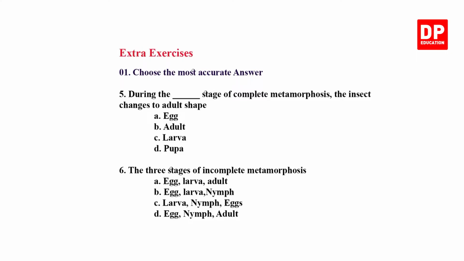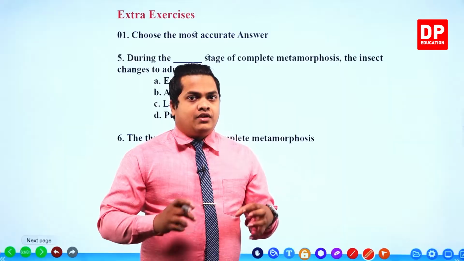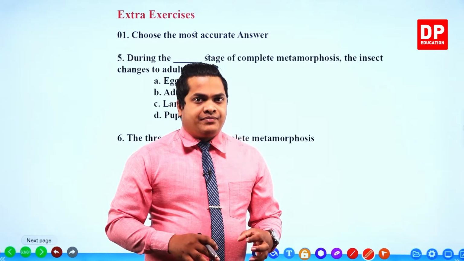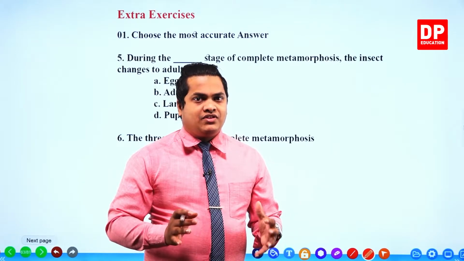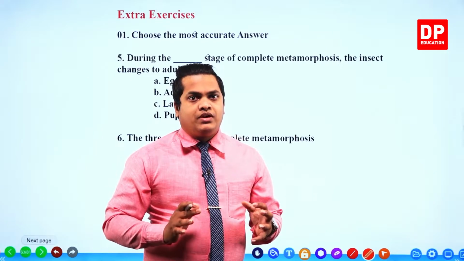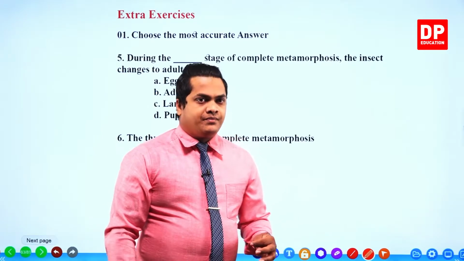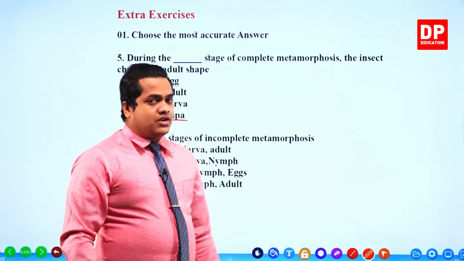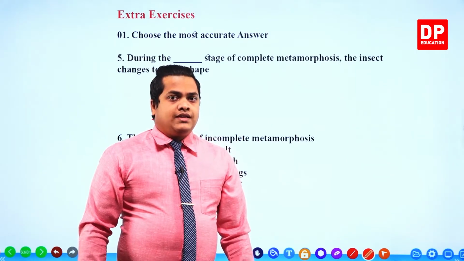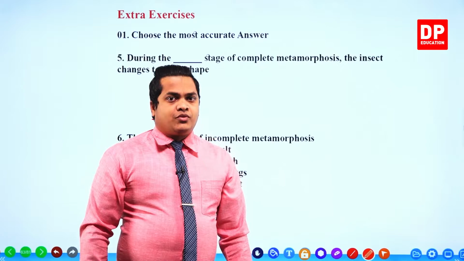Next one, during the blank stage of complete metamorphosis, the insect changes into adult shape. So it's quite obvious, my dear children, we discussed that the entire change of the insect butterfly into an adult butterfly is happening within the pupal cocoon. So the answer should be pupa. Within the pupal cocoon, the entire organism is getting changed into an adult shape.